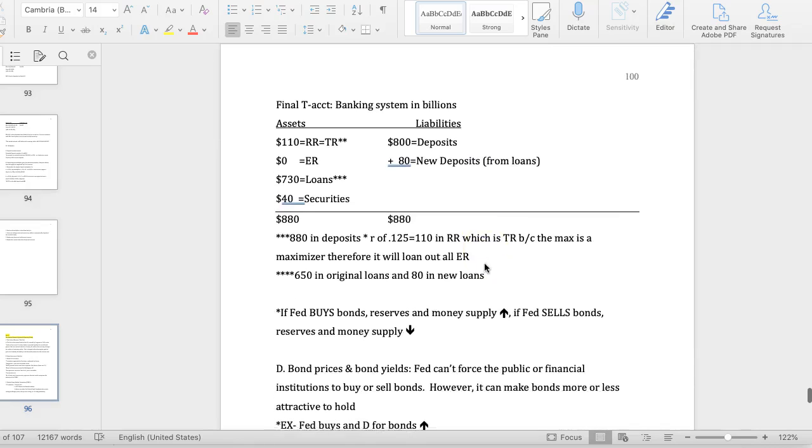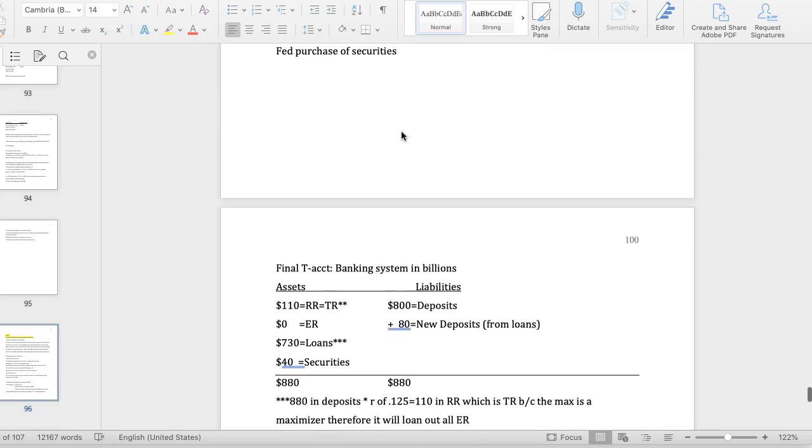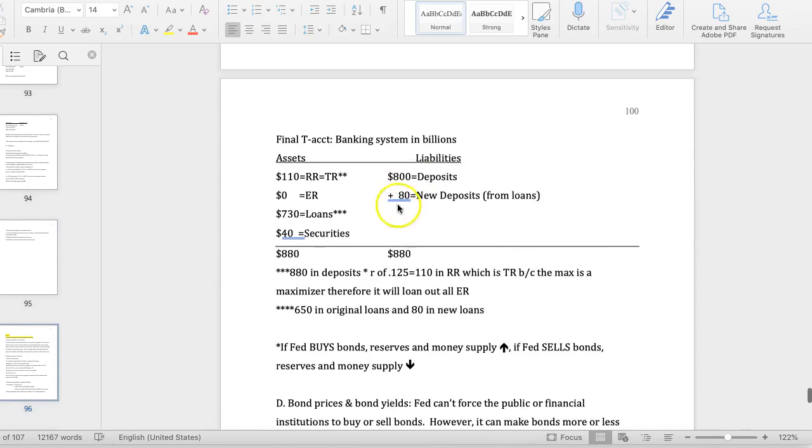So the final T account in the banking system will look like this. The banks had 800 in deposits. Now they've got these new deposits, right? This is what's been created, the 80 billion. So those have been deposited in banks. According to our model, remember, all new money is immediately deposited back into the banking system. So now we've got $880 billion in liabilities.